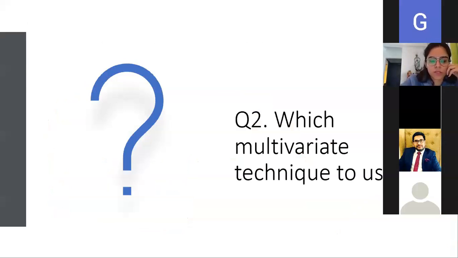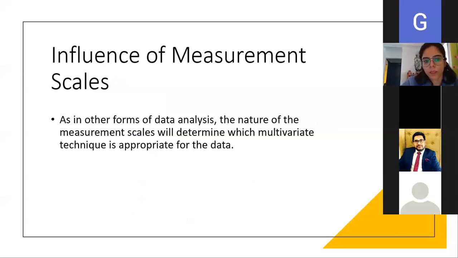Now the next question arises: which multivariate technique to use? It depends on the measurement scales. And this is the reason why I taught you scales before starting this topic.